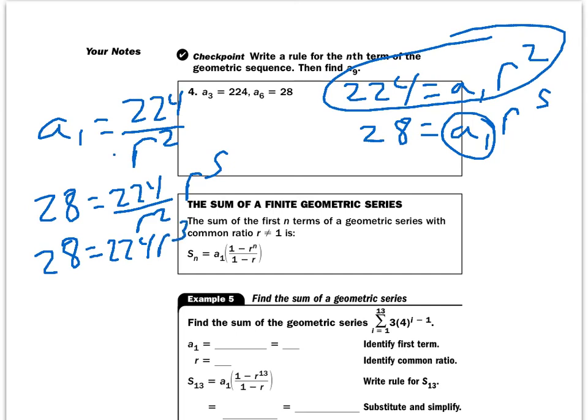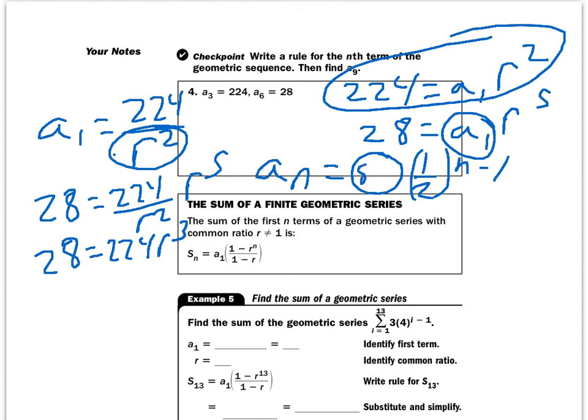And when I divide by 224 and I take the cube root of it, hopefully after you've done that work, you find that r is a half. Okay, so you get a sub n equals some number for a sub 1, times 1/2 to the n minus 1. And if you put that information back into here, you find that a sub 1 was 896. Okay, you can ask about that tomorrow if you need to.